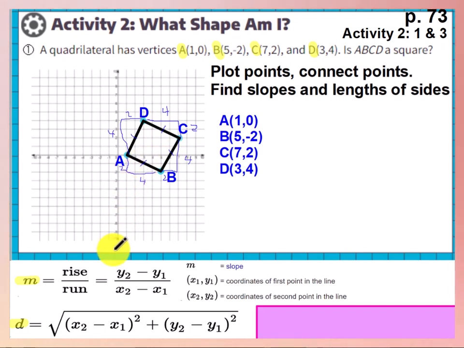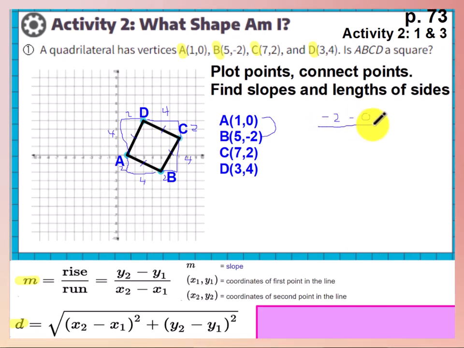Okay, now we can find the slope. So this is why stacking them makes it easier for me, because it gets confusing. All right, I want to find the slope of AB. So let's look at A and B. The difference of our y's, I always start with the second point. -2 minus, go to the first point, 0.